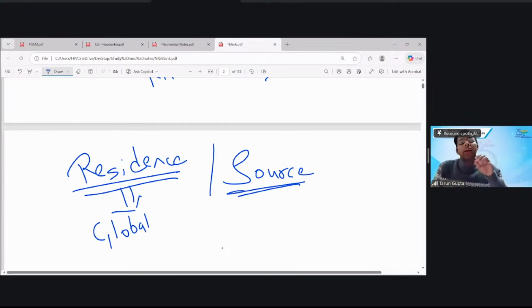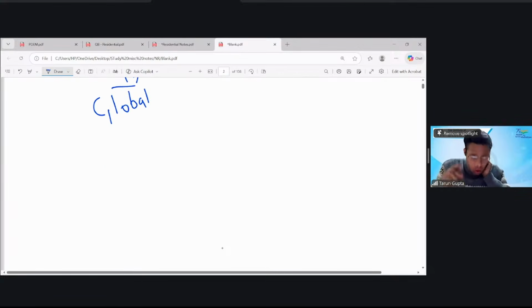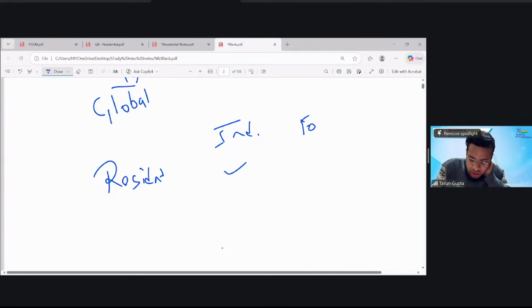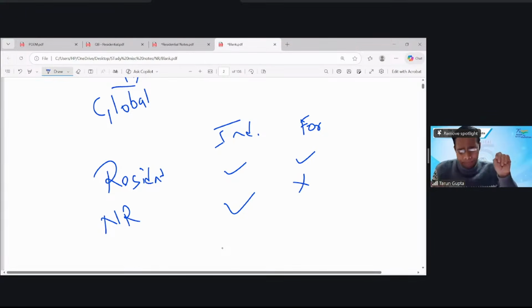Source means if the income is derived from a country, the source of income is in India, then India can tax that income irrespective of whether you're resident or non-resident. So what follows? If you are resident, then your Indian income is taxable. Your foreign income is also taxable because Nexus is connected with you as a person. But if you are NR, then only your Indian income is taxable. Your foreign income is not taxable. Understood? You are with me?